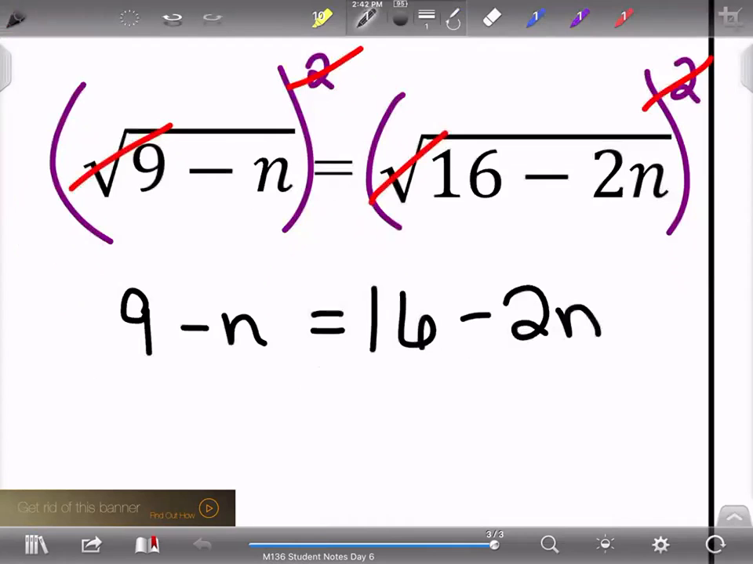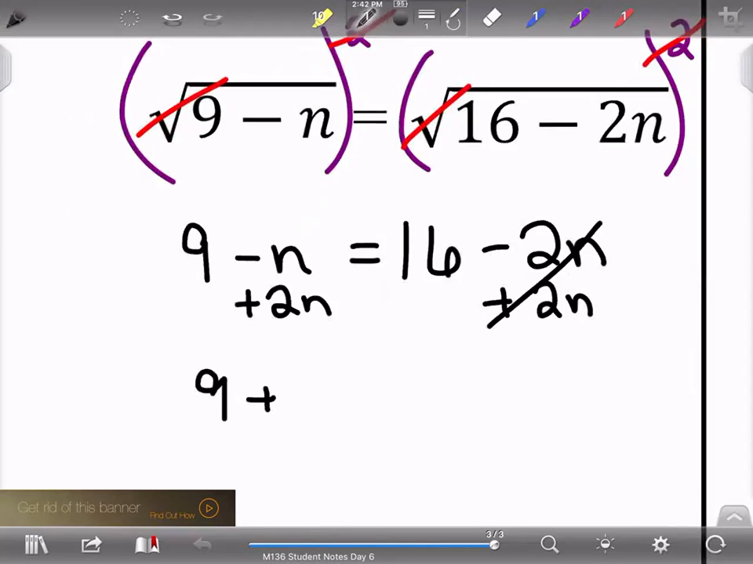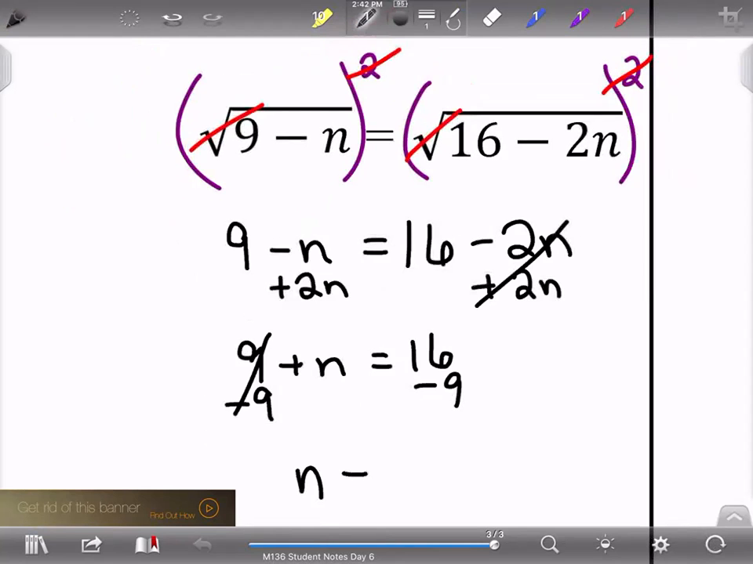So all you need to do is get your n's together and solve for that n. So I would, if I was solving this, add 2n to both sides. That would give me 9 plus 1n equals 16. Subtract 9 from both sides to get n by itself. And n equals 7.